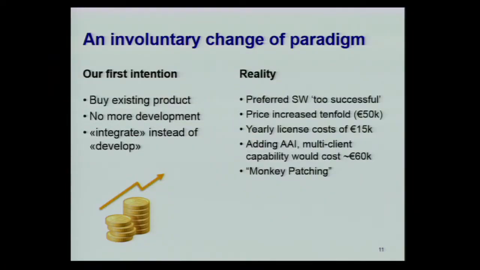And then we were hit by reality. The software that we had evaluated as a video portal became too successful and its price increased tenfold. In addition, we would have to spend license costs, and we would have to modify this software to fit our needs, for example, the IIA integration. So although we would buy a software, we would also have to write our own code for IIA and for multi-tenancy, and this would have cost about 60,000 euro.